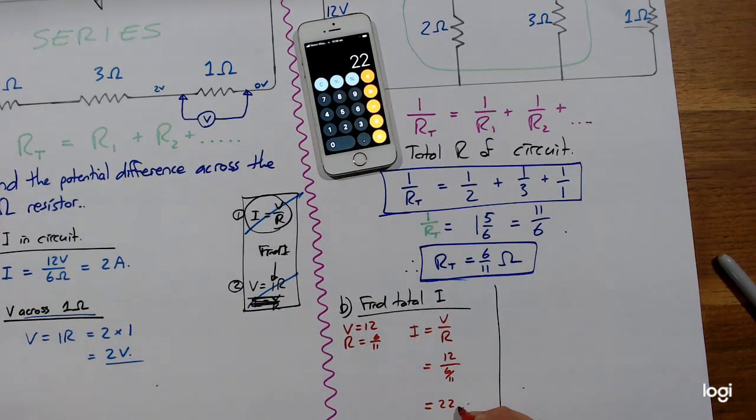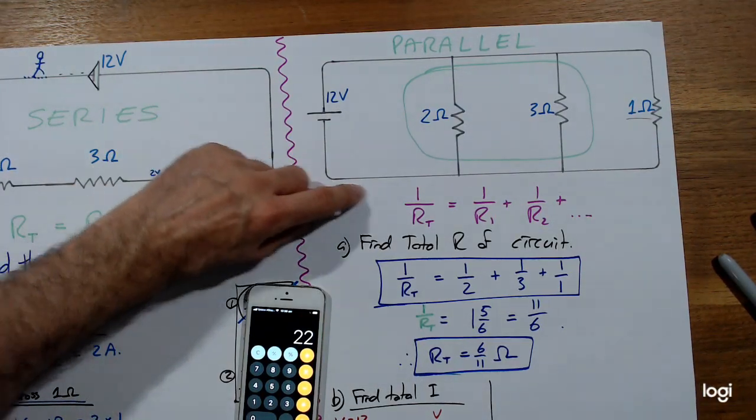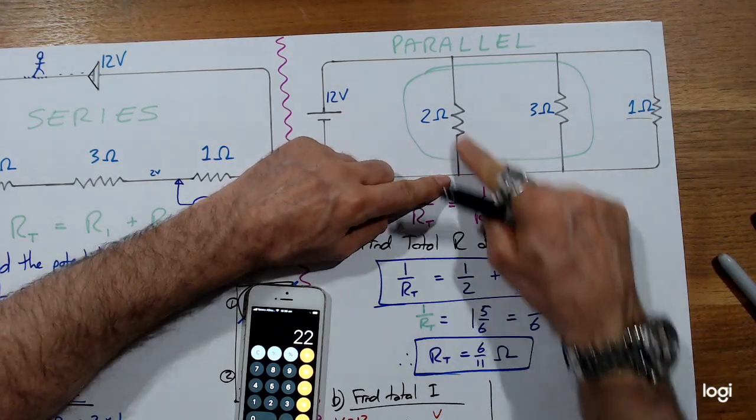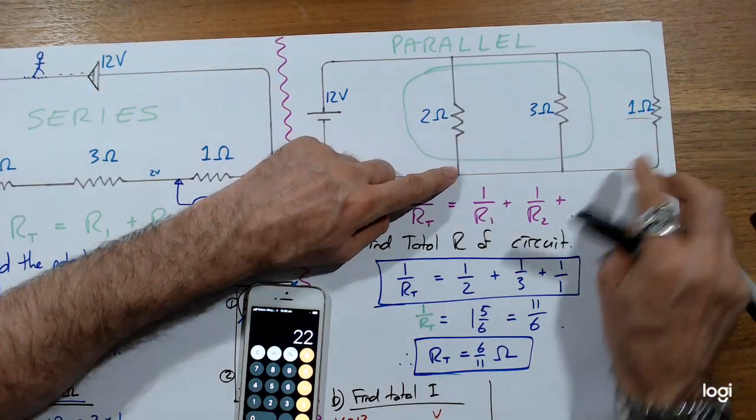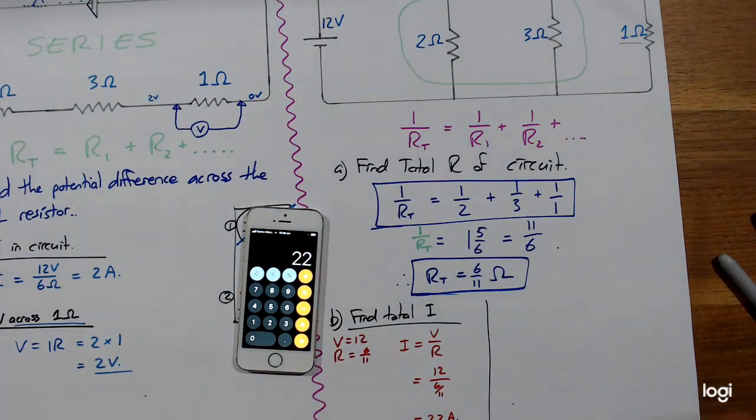22 amps. That's a lot of electricity. 22 amps. It's like an oven. So 22 amps of electricity is roaring out of this thing with 12 volts, and it splits up because splitting up is the easiest way to get around the other side. Beautiful. Part C.